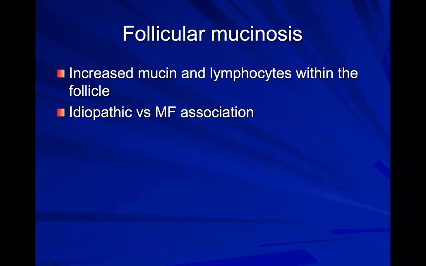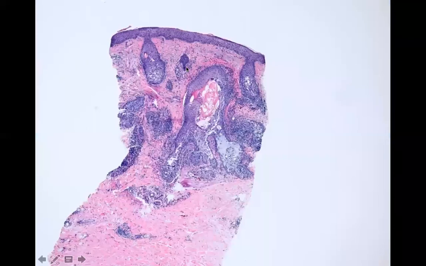Okay. What's follicular mucinosis? Follicular mucinosis is when you see increased mucin within the follicle, and there's usually a lot of lymphocytes accompanying it. When we see this in young patients, it's usually an idiopathic condition. However, there is this association with mycosis fungoides, so it's not a bad idea to do gene rearrangements if that is a clinical possibility. From low power, you can see inside this follicle, we have this big pools of mucin.